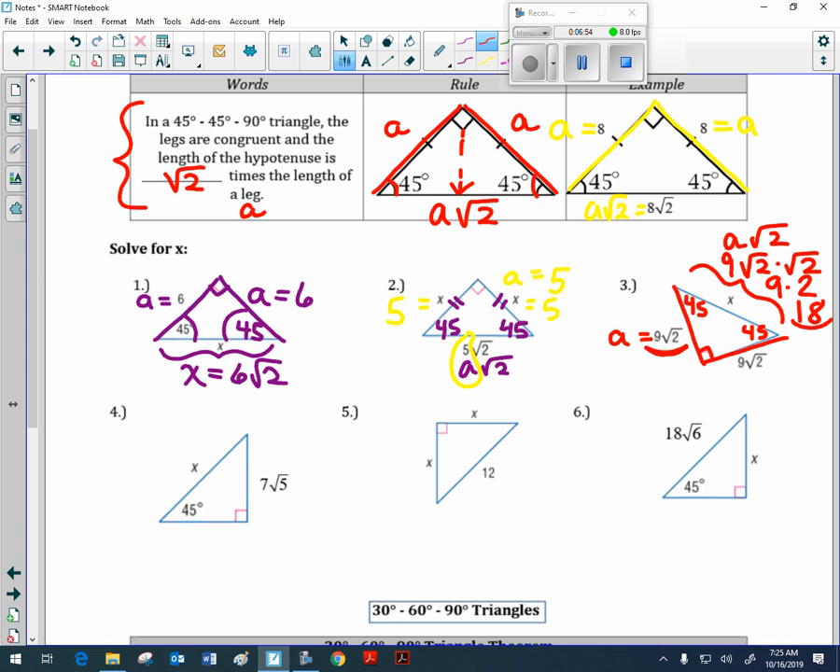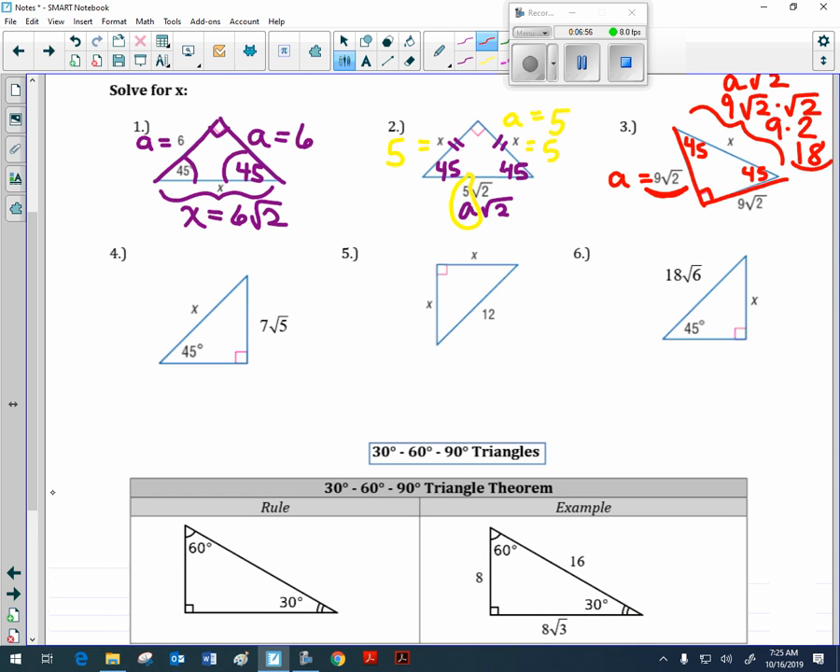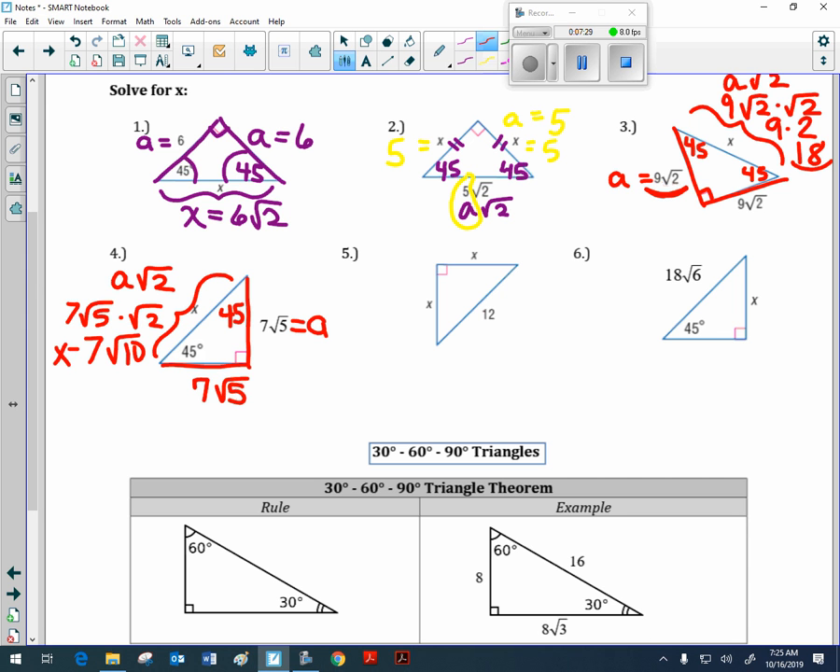When I move on to question 4, this time the side of A is being given as 7 radical 5, which means across from the other 45-degree angle, I'm also going to have a side length of 7 radical 5. And then for the hypotenuse, we know that that's the side where we take whatever A is and multiply it by radical 2. A is 7 radical 5 that I'm multiplying by radical 2. So this becomes 7 radical 10. So our missing side of x in this case is 7 radical 10.